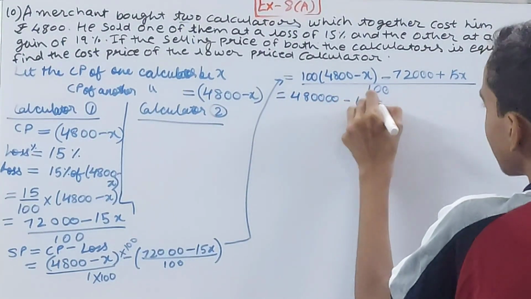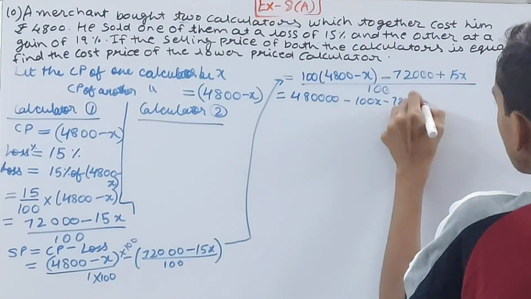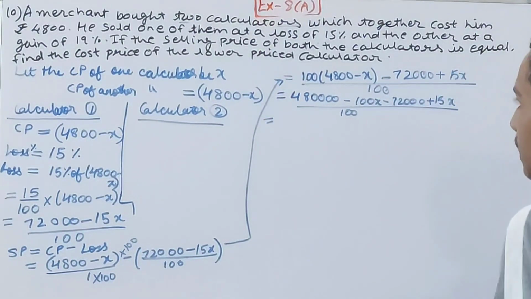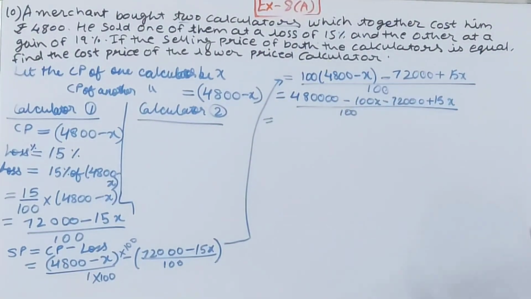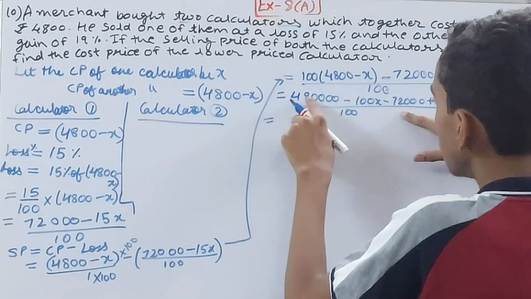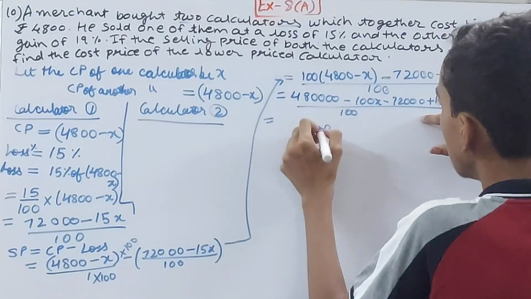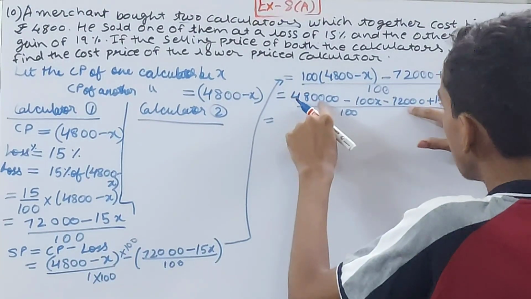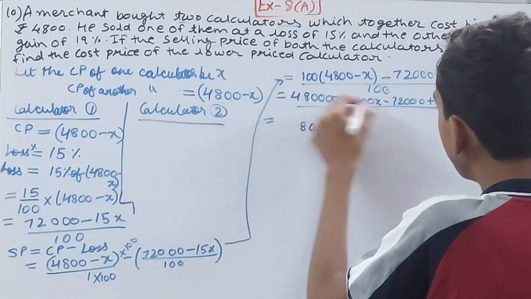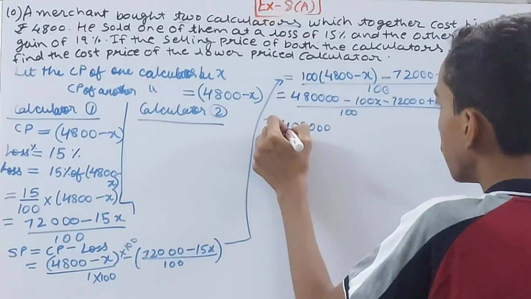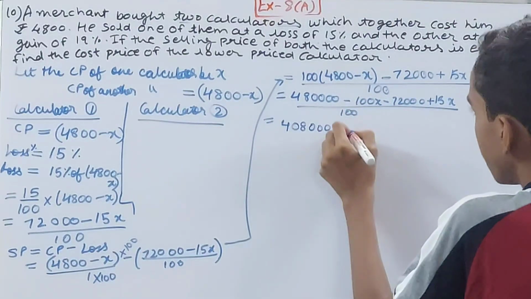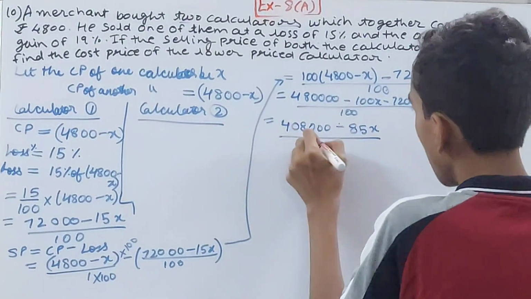48000 minus 100X minus 72,000 plus 15X whole to power 100. That is, see here, 480,000. Okay. And minus 72,000. So let's find their difference. Which one is greater here? 0000. 0 minus 0, again 0 will come here. Now 0 and minus 2, so 10 minus 2, 8, 7 minus 7, 0, and 4, 0, 8, 0, 0, 0. Now 100x plus 15x, so minus 85x upon 100.